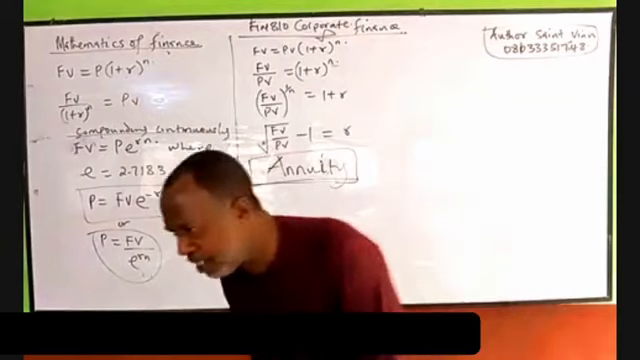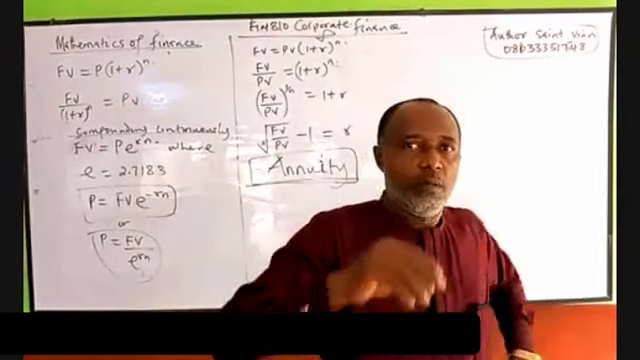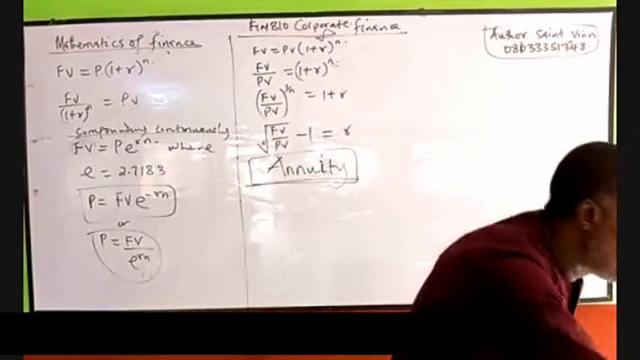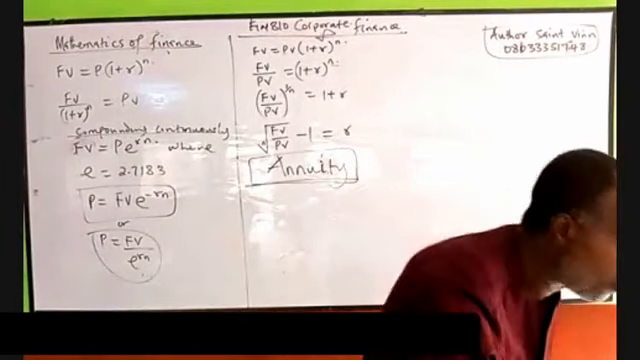What am I simply saying? Annuity can be, if you pay at the end of the day, or at the end of the month, or at the end of the year, that's ordinary annuity. But when you pay at the beginning of the year, you pay in January, that's annuity due. You will agree with me.